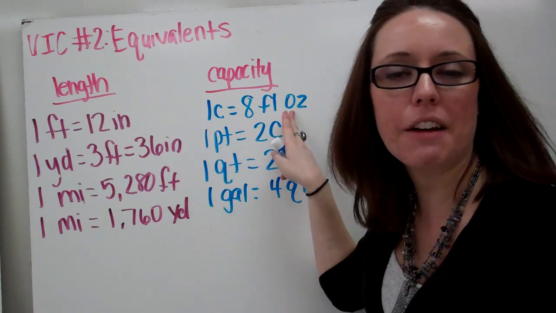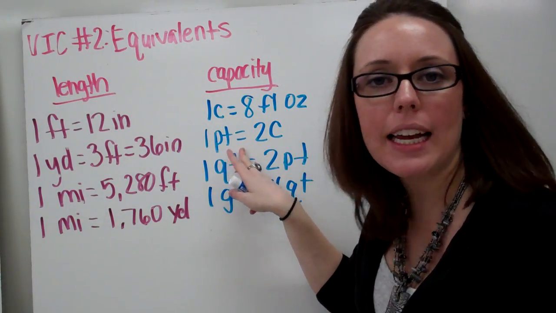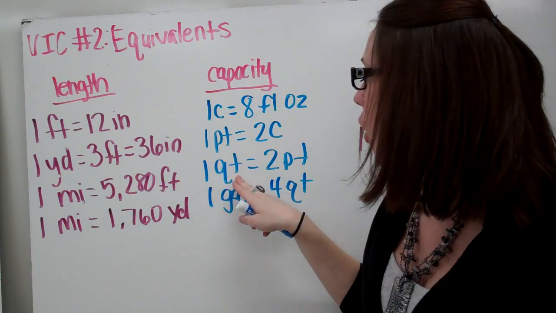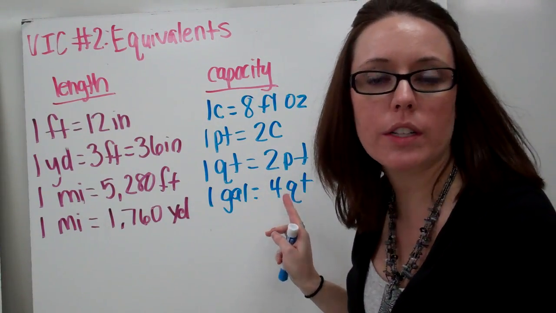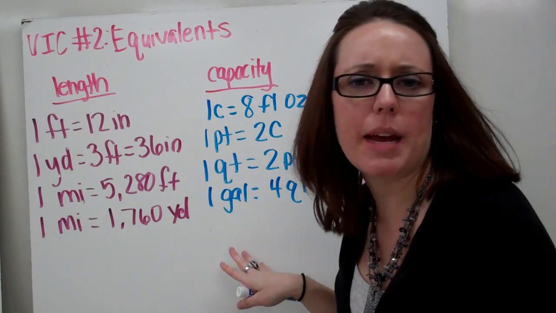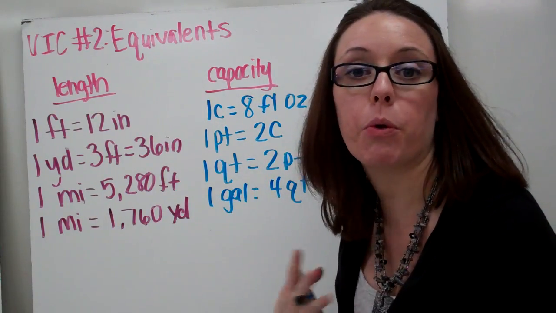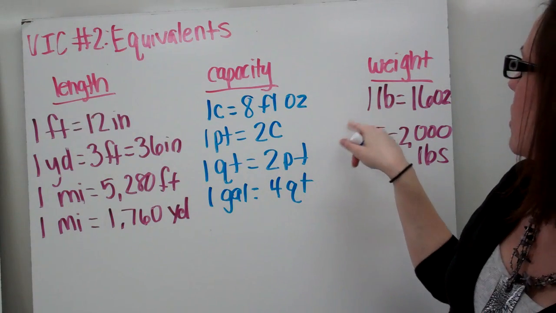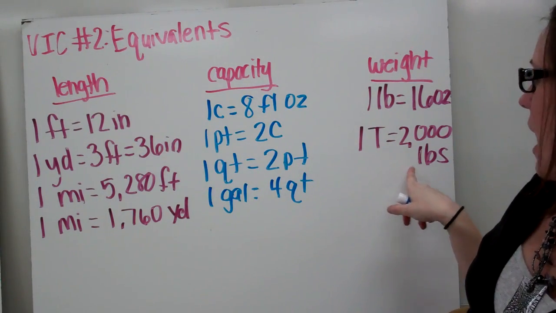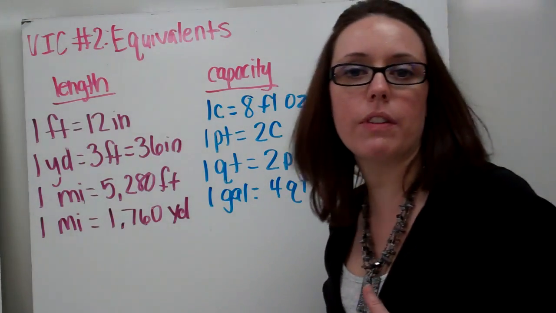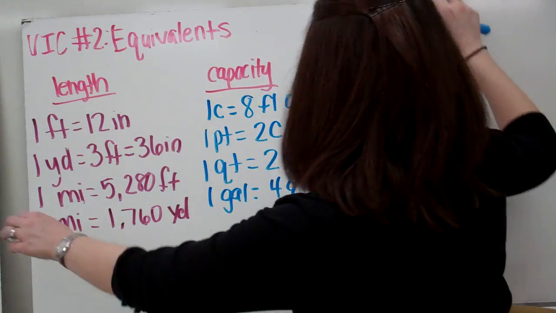1 cup is 8 fluid ounces. 1 pint is 2 cups. 1 quart is 2 pints. And 1 gallon is 4 quarts. You may remember Gallon Man for that, but I can show you some drawings to help you remember those things. Weight: 1 pound is 16 ounces, and 1 ton is 2,000 pounds. So these are equivalents that you need to memorize.